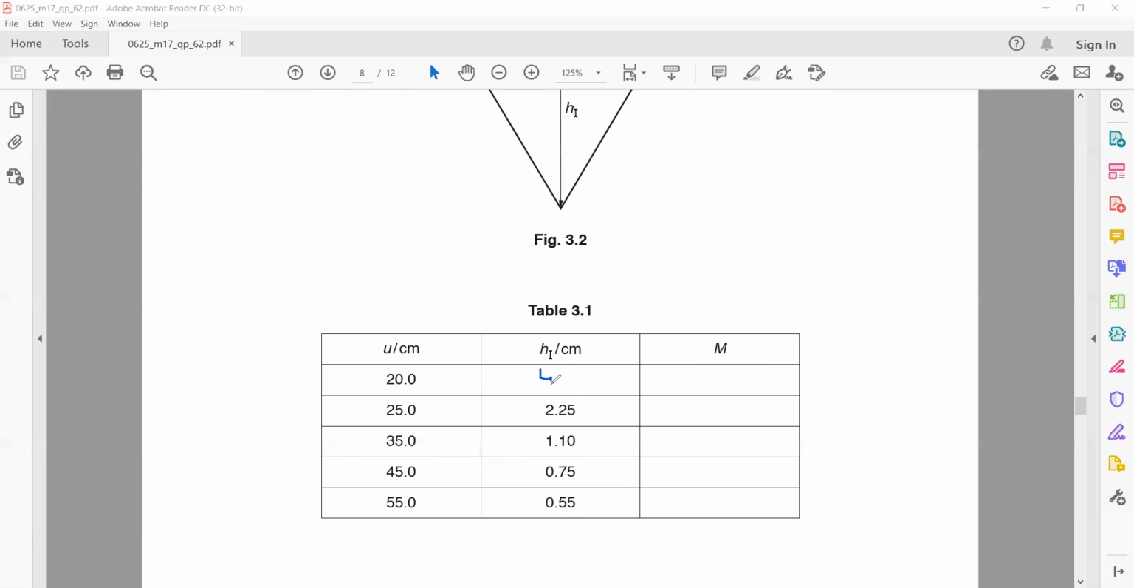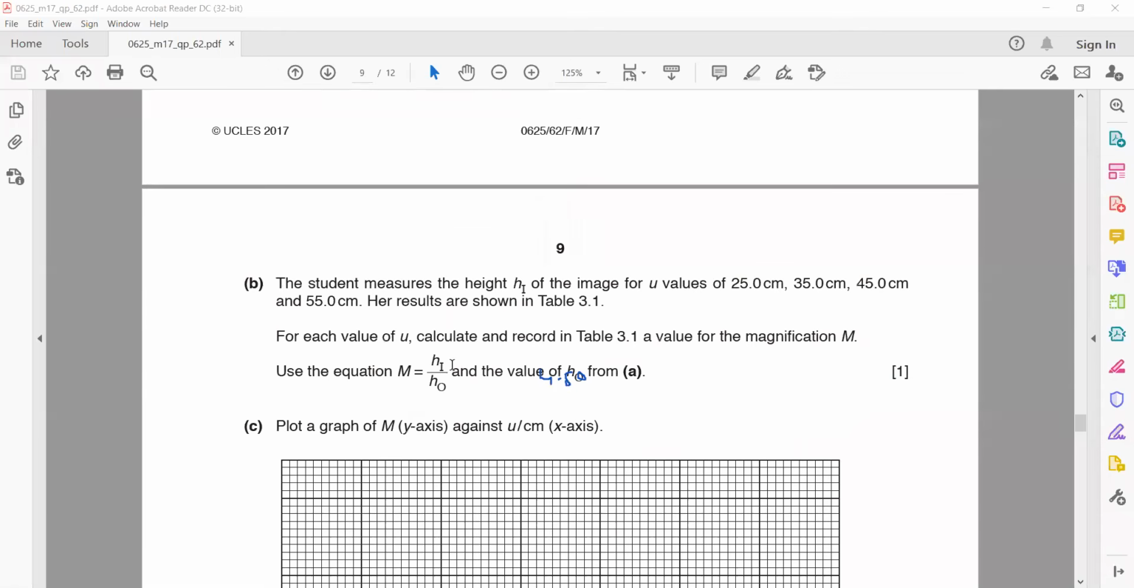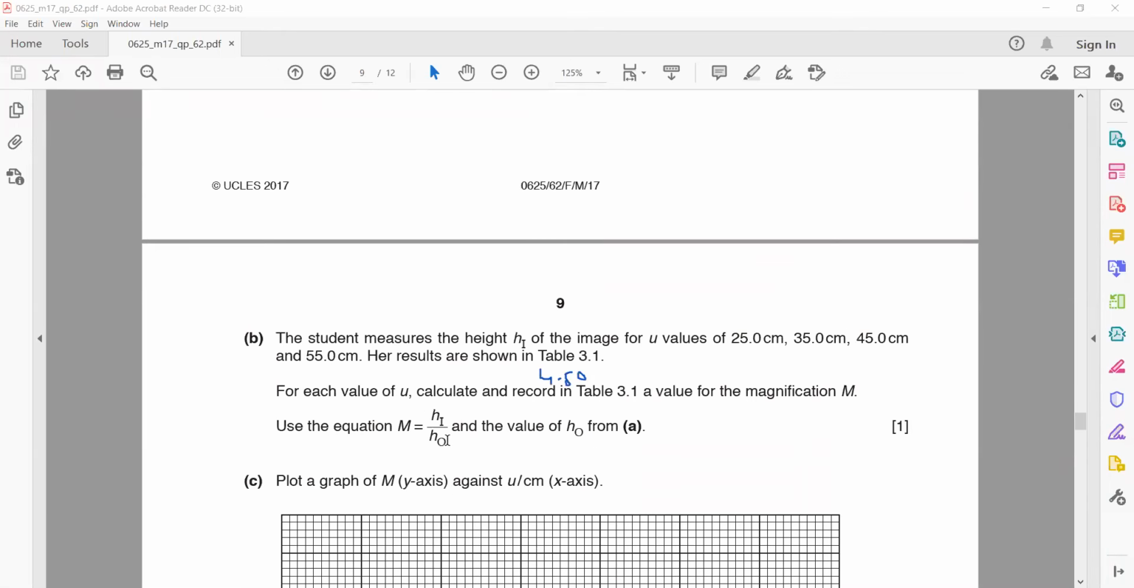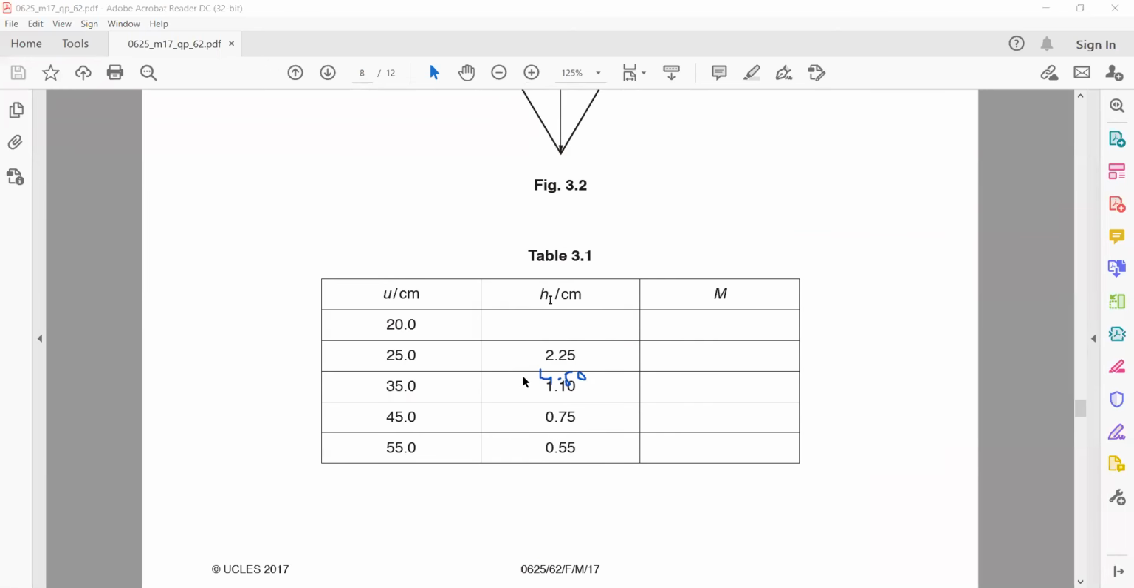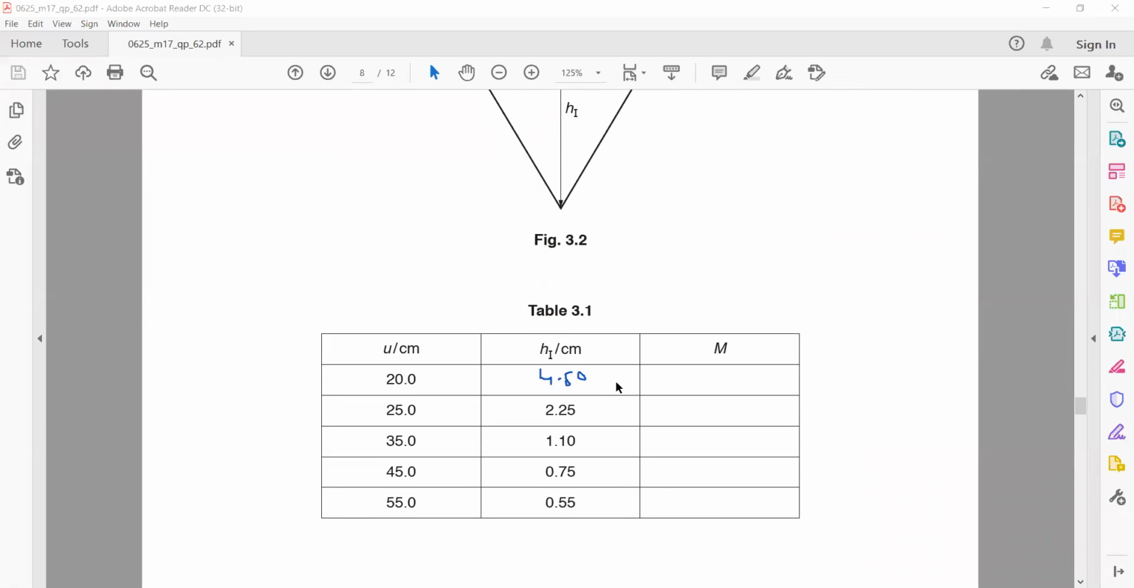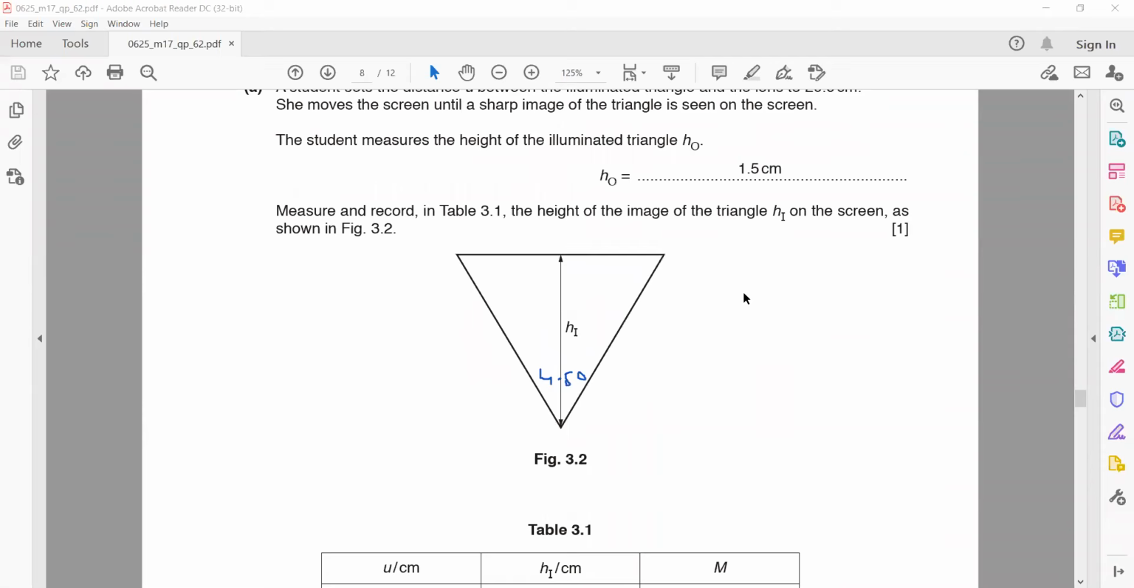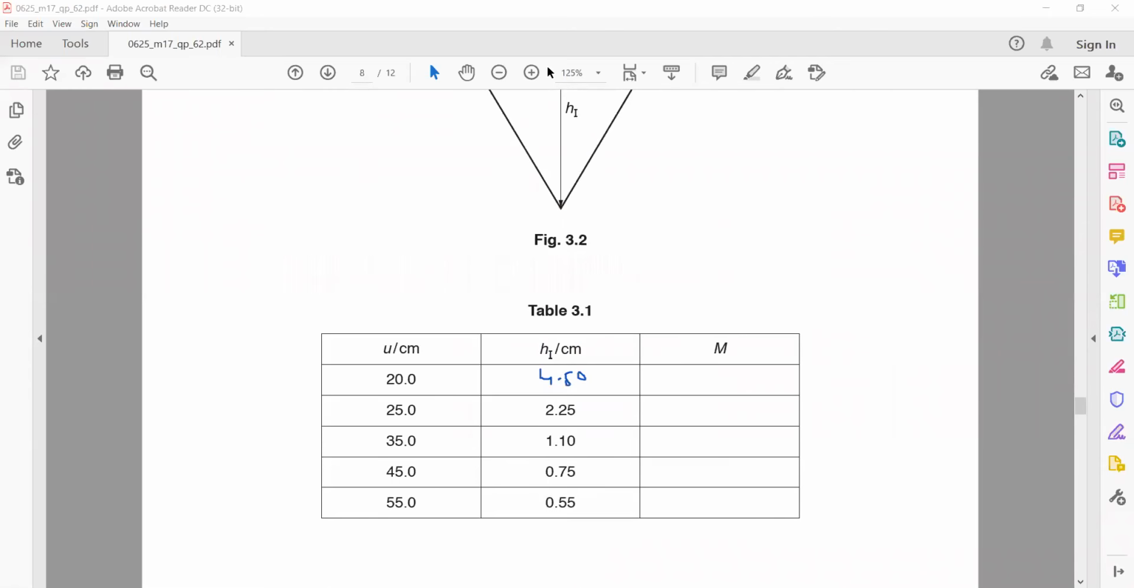So the height of image, for example 4.50. Then we have to calculate m. How to calculate m? They give you the formula. Then m is hi over ho. What is hi? Hi is given. And what about ho? Ho is 1.5. So to get magnification, it is hi divided by ho. Hi is changing, but ho is 1.5. So each value is divided by 1.5. So 4.5 divided by 1.5.